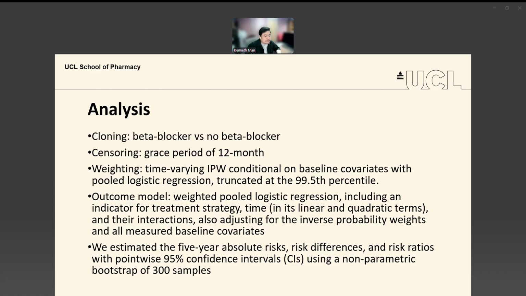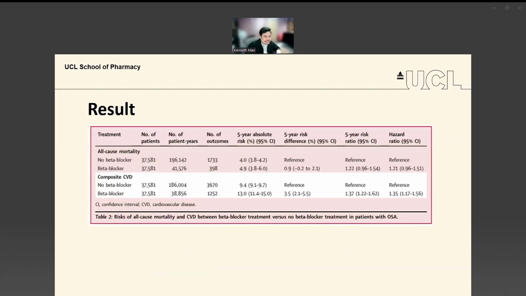So we estimate a 5-year absolute risk, the risk differences between the two treatment strategies, and the risk ratios with a point-wise 95% confidence interval using non-parametric bootstrapping with 300 samples. So that is our result.